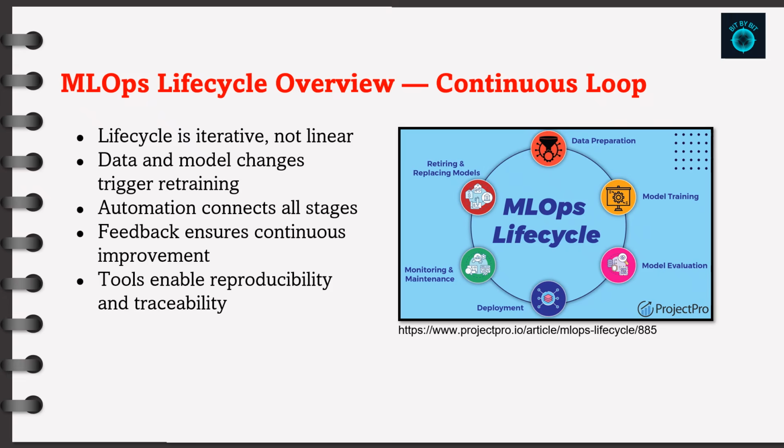Reproducibility is also vital. We must be able to trace every experiment, dataset, and model version. This ensures transparency and allows teams to understand exactly how a model was built. In short, MLOps is not just about building models once. It's about continuously improving them in an automated and reliable way.